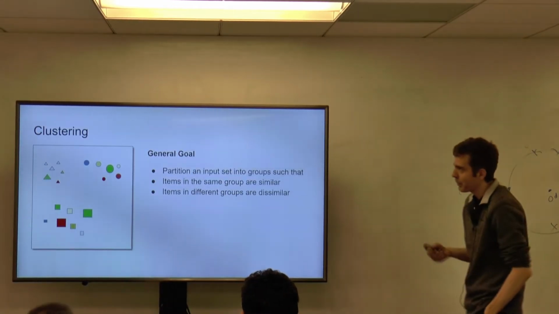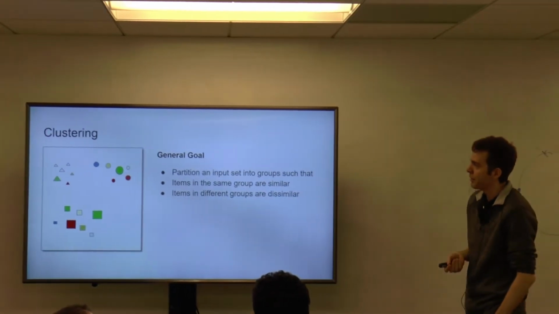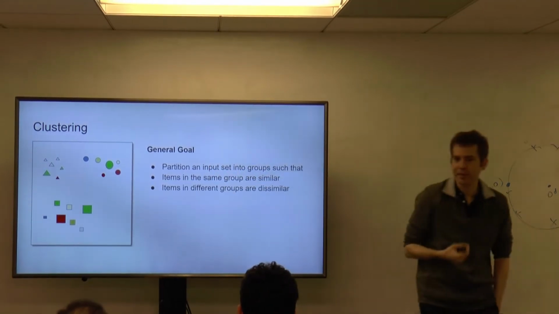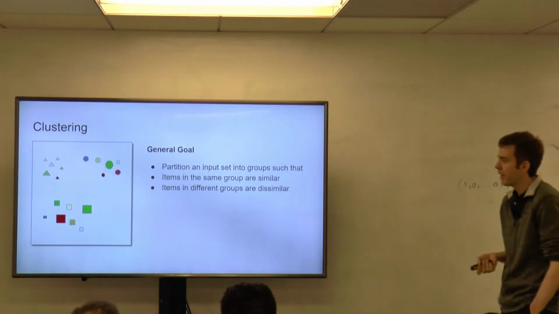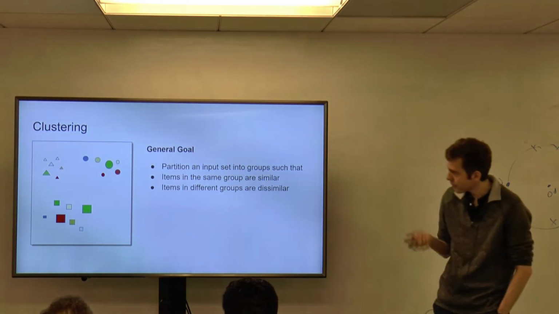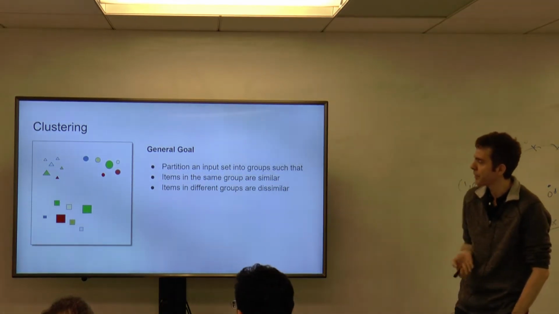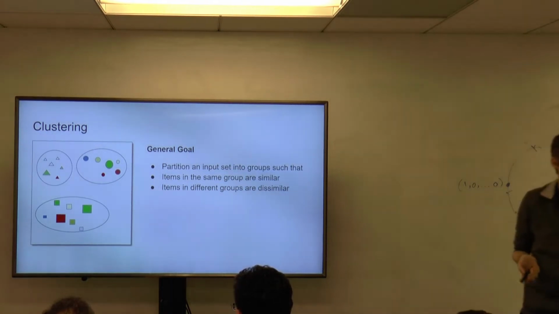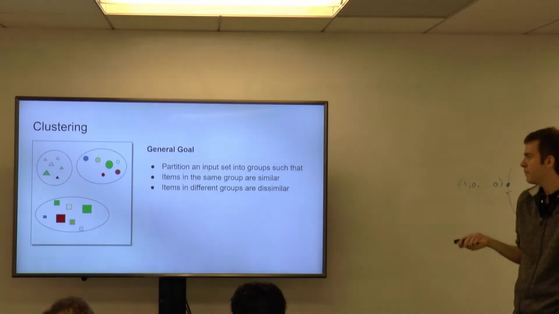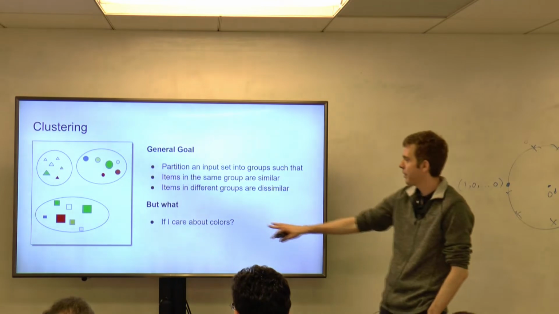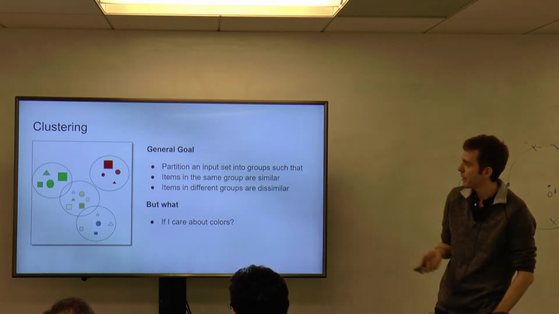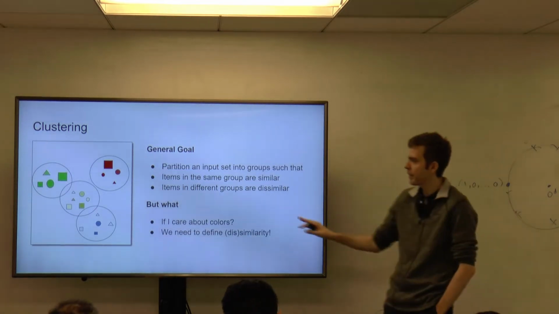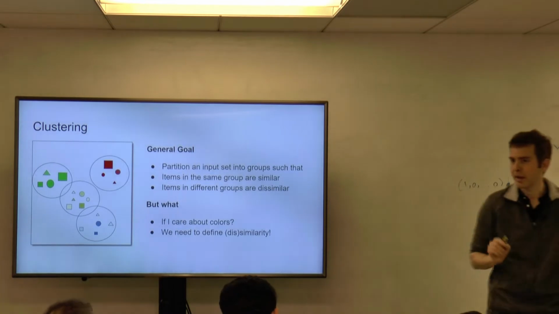So we know the clustering problem. The general goal is you have a set of points, and you would like to partition your input set into groups such that items in the same group are similar and items in different groups are dissimilar. So in this example, maybe your notion of similarity is what shape these objects are. And here could be one clustering. But if you care about colors, then maybe you would have a different clustering, for example. So it is important to define your notion of similarity, and we'll look at several different notions in this talk.